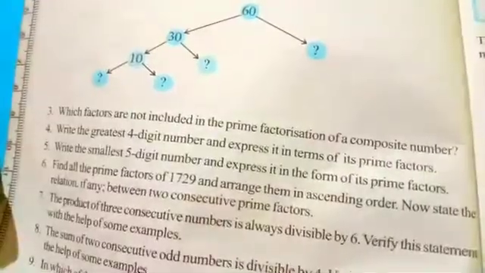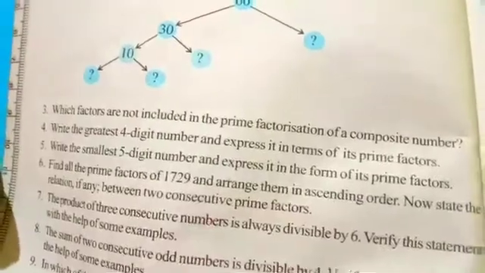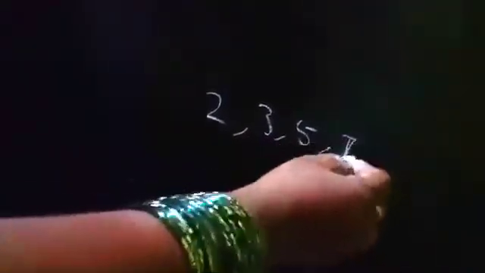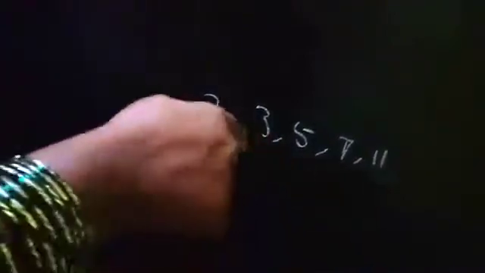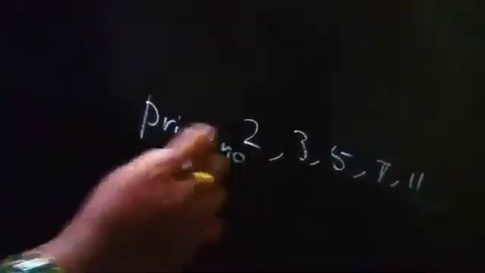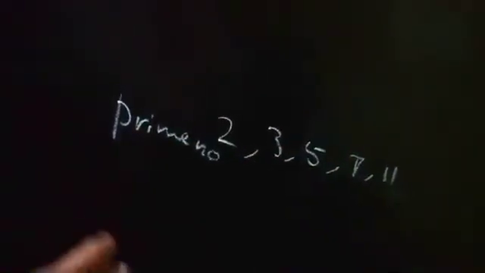Third question is, which factors are not included in the prime factorization of a composite number? Composite number means, other than the prime numbers, every number is called a composite number. Prime number means it goes into its own table only one time. For example, 2, 3, 5, 7 and 11. These are called prime numbers. Other than these, all the numbers are composite numbers.